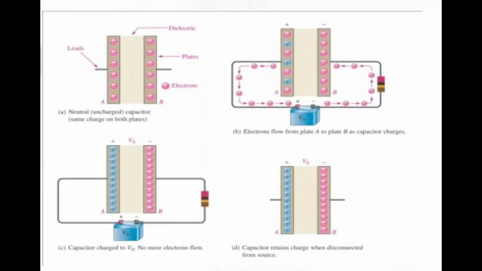Now we move ahead. In this diagram we see two plates A and B, and A and B have electrons in them. When a battery is connected, the electrons start flowing from plate A to plate B, and they get accumulated on plate B. So at time t, when time has passed, the voltage across the battery is equivalent to the voltage across the capacitor, and you can see the diagram there. It gives a clear picture of the status at time t.